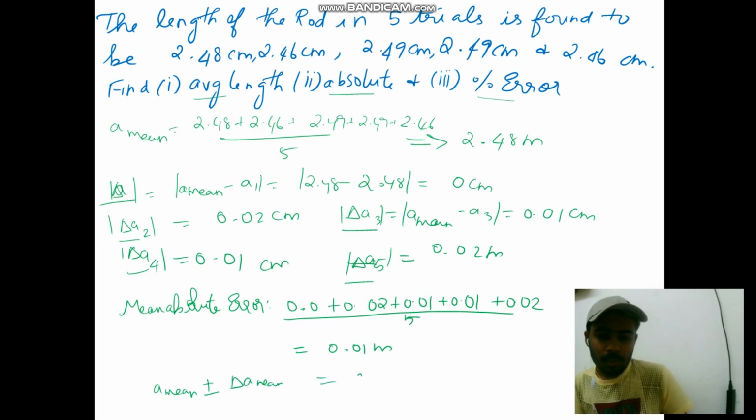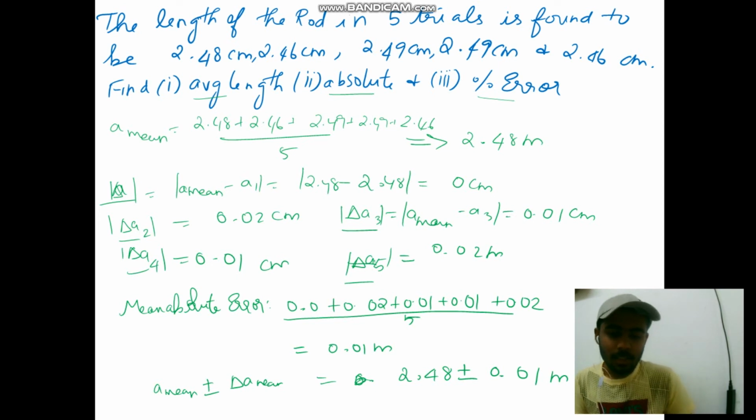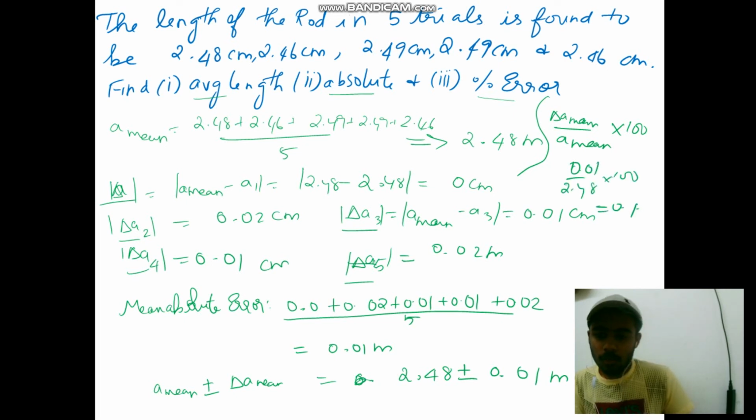We represent it as A mean plus or minus delta A mean, that is 2.48 plus or minus 0.01 meter. Then we find the percentage error, which is delta A mean divided by A mean into 100, that is 0.01 divided by 2.48 into 100, which is 0.4 percent. Okay, now let us move on to the next numerical.